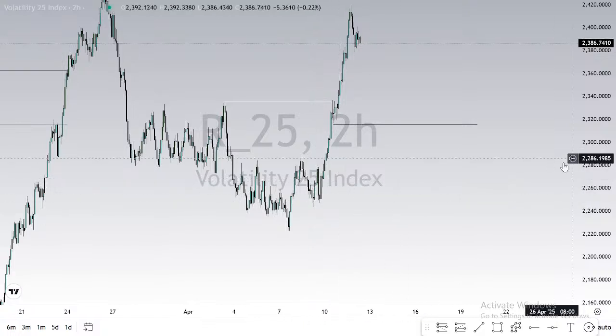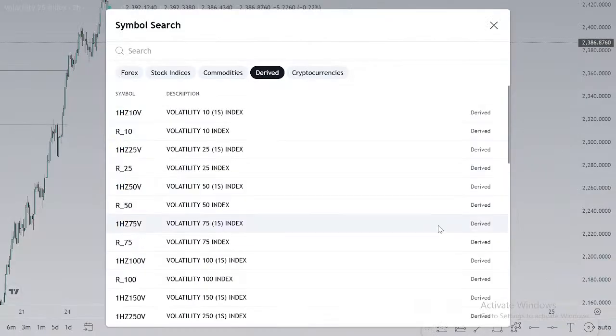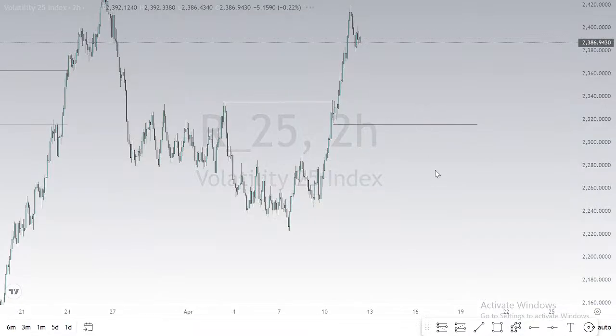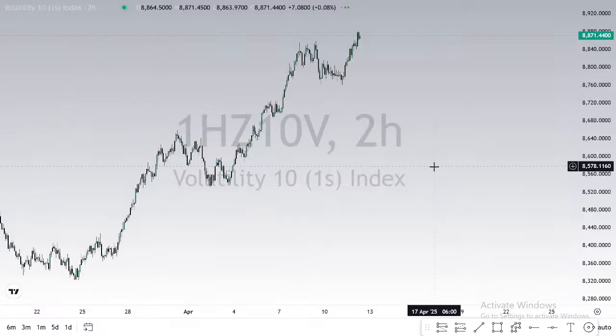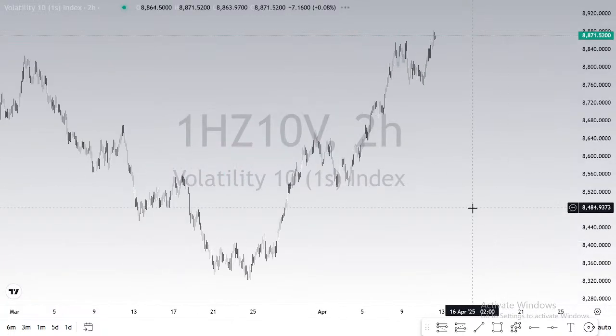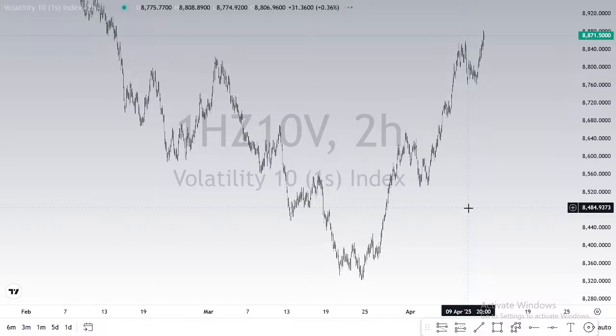So let's go to the next one. Let me pick one from the comments. So we have somebody say step index. Okay, we have volatility 101s. Okay, let's go for volatility 101s. We have two people mention volatility 101s, so I'm going to be working with volatility 101s first. When we have about two people mention other assets, then we're going to be taking note of it. So this is volatility 101s.